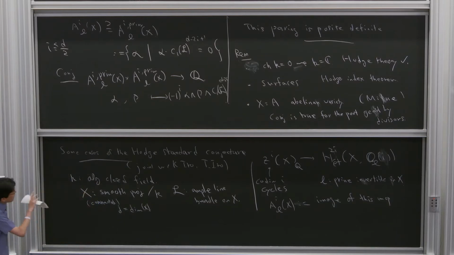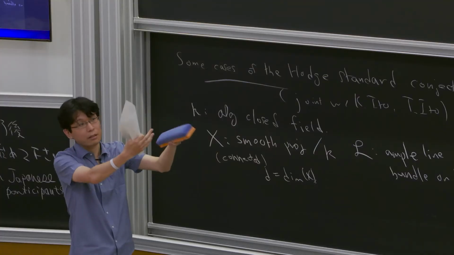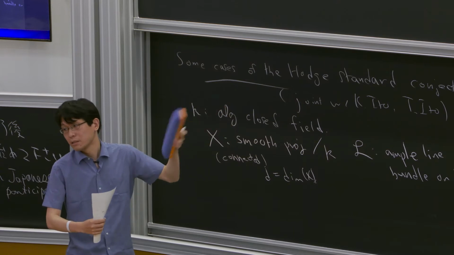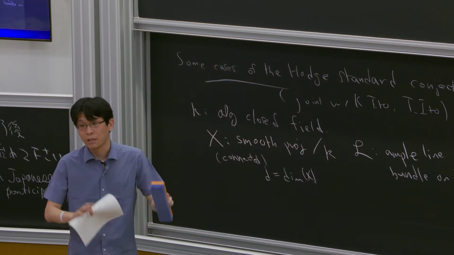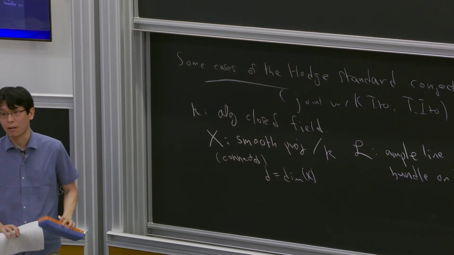And also sometimes you can lift your cycles to characteristic 0, and you get, say, Hodge classes, then apply Hodge theory. But in general you cannot lift your cycle to characteristic 0.